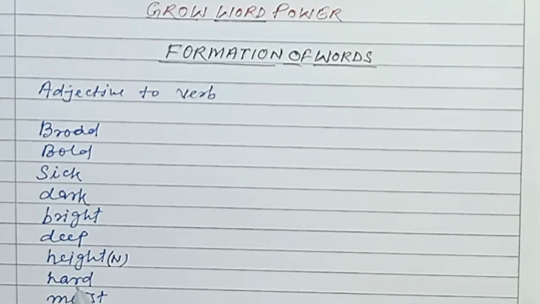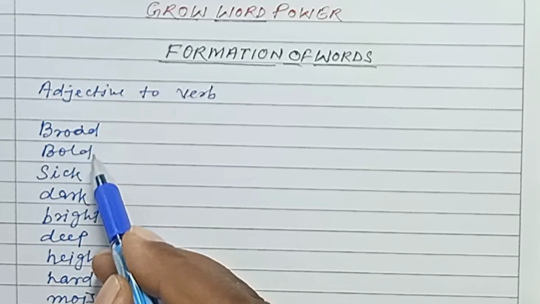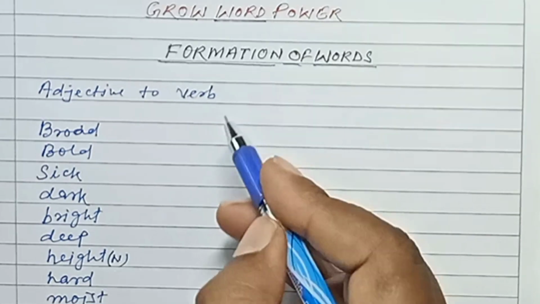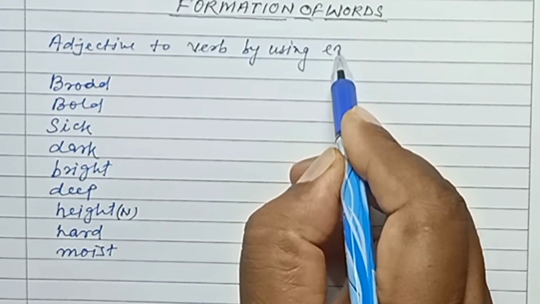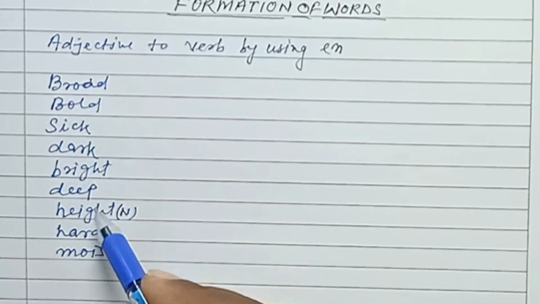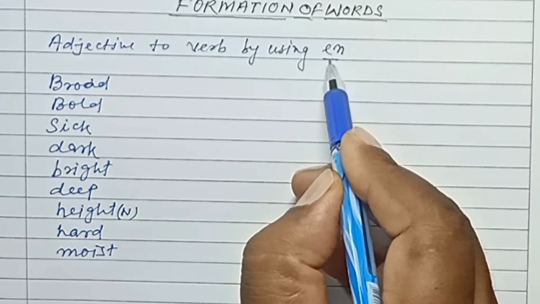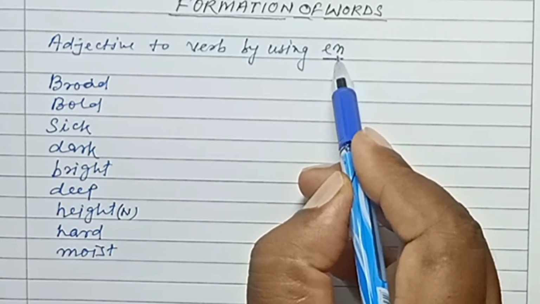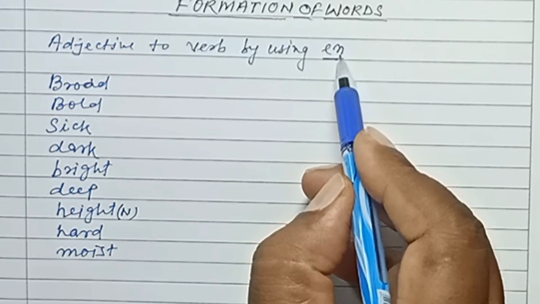All these words are adjectives, okay, and how these adjectives are made into verbs by using en. Actually these words are roots and we will add a suffix to these words. En is the suffix. This is the smallest unit of a word. All words have three forms: prefix, root and suffix.